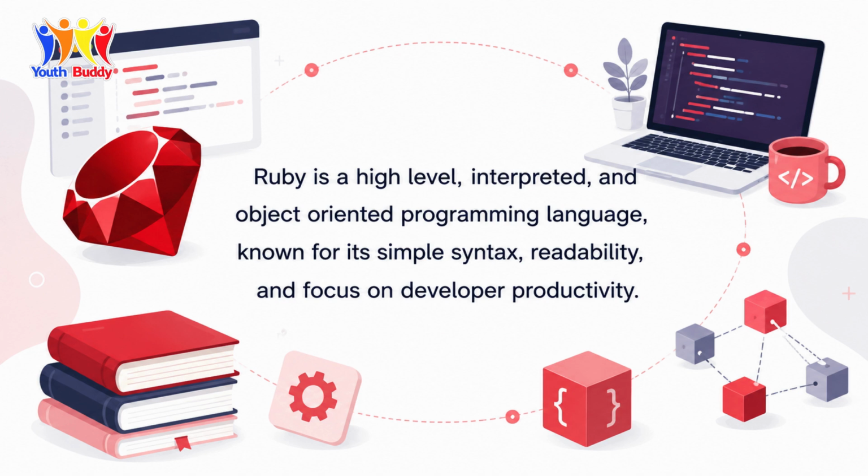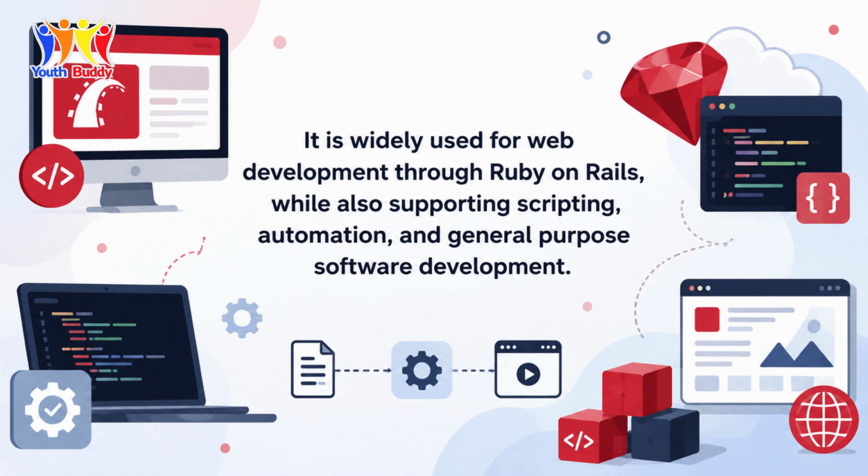Ruby is a high-level, interpreted, and object-oriented programming language known for its simple syntax, readability, and focus on developer productivity. It is widely used for web development through Ruby on Rails, while also supporting scripting, automation, and general-purpose software development.